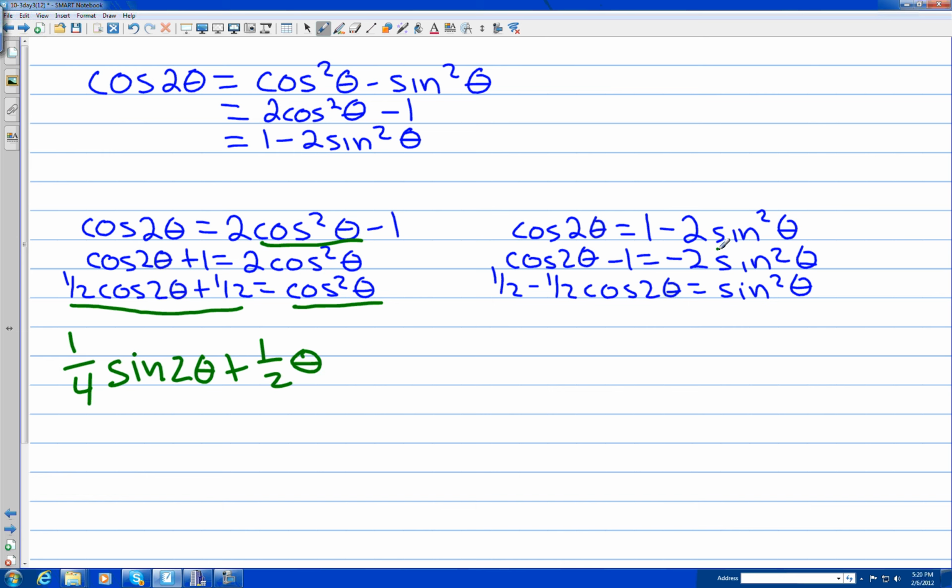We're going to do the same thing with sine squared. We're going to isolate sine squared, turn it into 1/2 minus 1/2 cosine 2 theta, and find the integral of this. It's fairly straightforward.